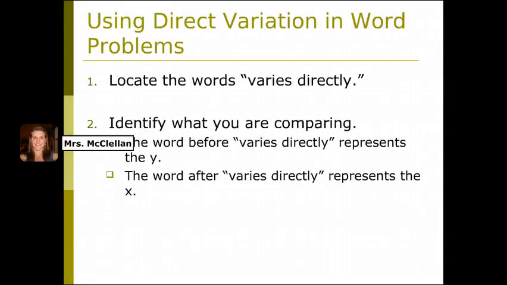We will now use direct variation in solving some word problems. The key to these is the words varies directly. If you see that in a word problem, then you know you have a direct variation equation to set up. The second thing you want to do when looking at these is identify what you are comparing. The word before varies directly will be your y, and the word after will be your x. We will now do some examples.